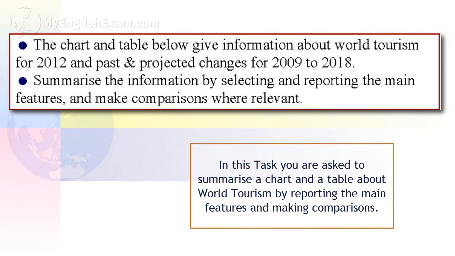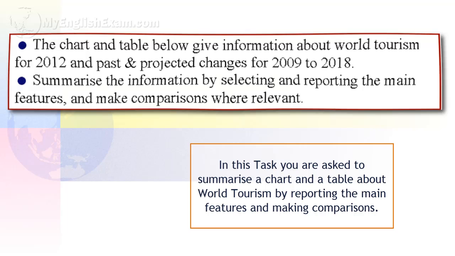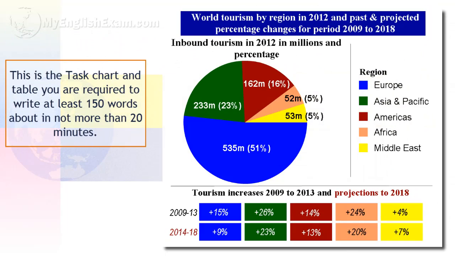In this task, you're asked to summarise a chart and a table about world tourism by reporting the main features and making comparisons. This is the task, chart and table you're required to write at least 150 words about in not more than 20 minutes.